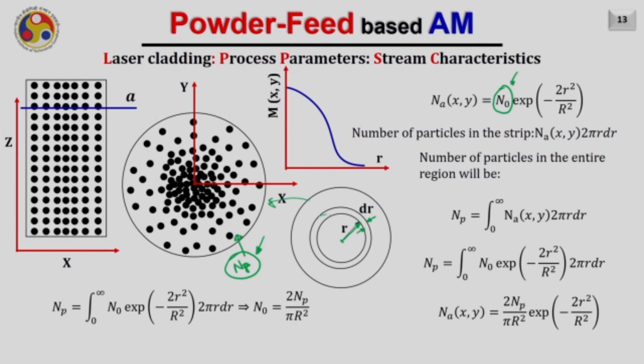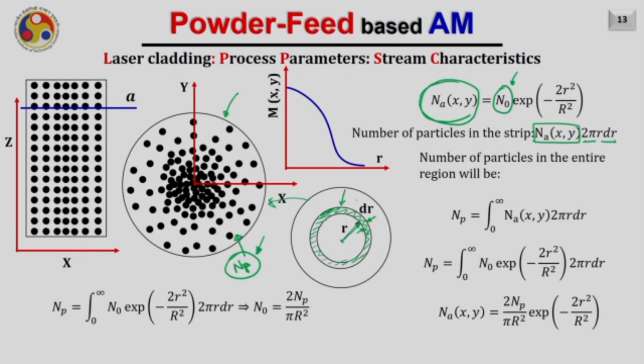Now in this region which I am hatching here, only in this strip, the number of particles will be N(x,y) into the area of the strip, because this function is telling me the number of particle concentration at any point x, y in this area. And if I consider this small strip as area, then the number of particles in this strip will be nothing but N(x,y) into the area of the strip, that is 2 pi r dr.